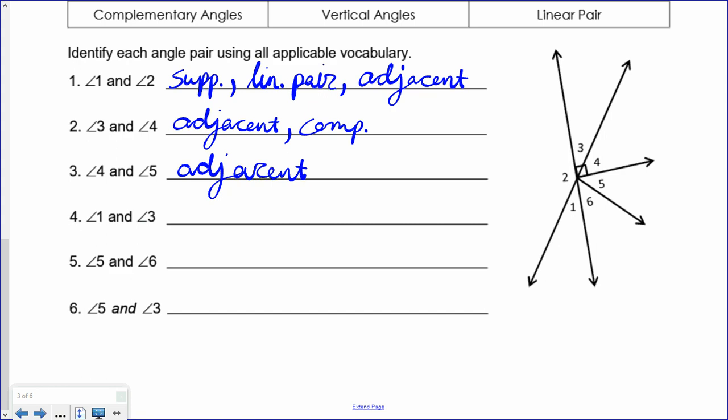So then our only other option would be vertical or complementary. Are they vertical? No. Do we have any proof that they are complementary? No. So we have to stop at adjacent. We don't have proof in the picture to say that they're complementary. All right, what about 1 and 3? 1 and 3 are vertical.